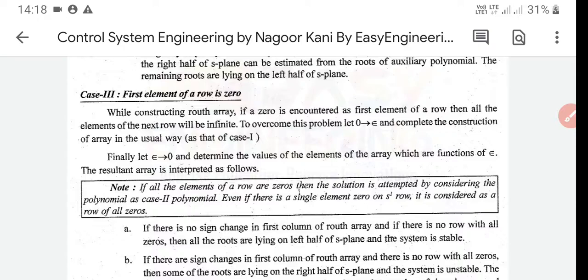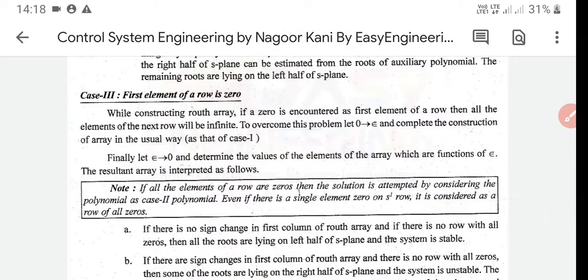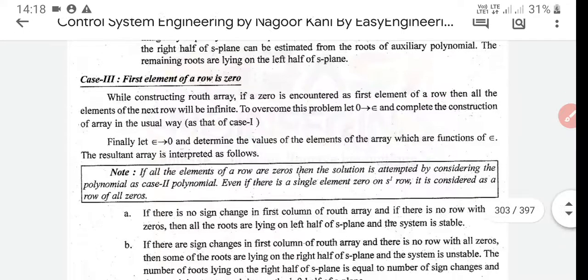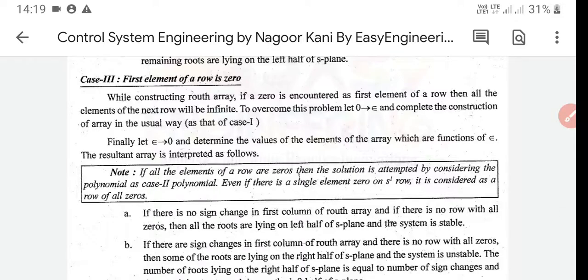So this is the third case in the Routh-Hurwitz criterion for finding the stability of the system, where the first element of a row is 0. In the previous classes we have seen two cases. The first one is the normal Routh array. It means if you don't have any zeros, you directly construct the Routh array and find the stability of the system. You call it the normal case.